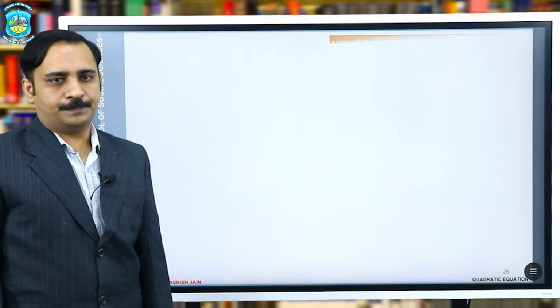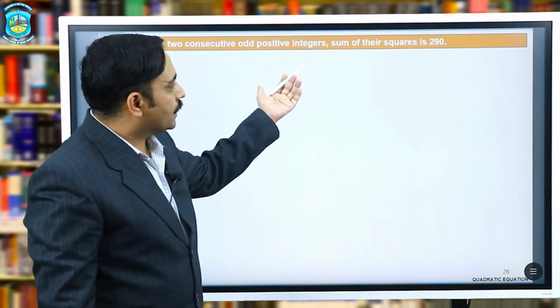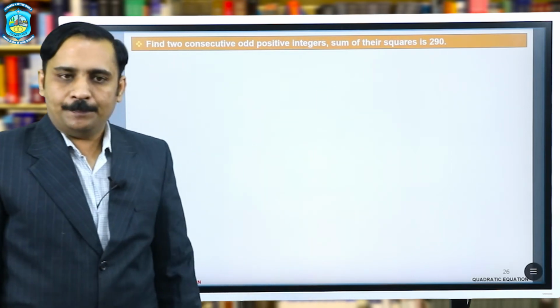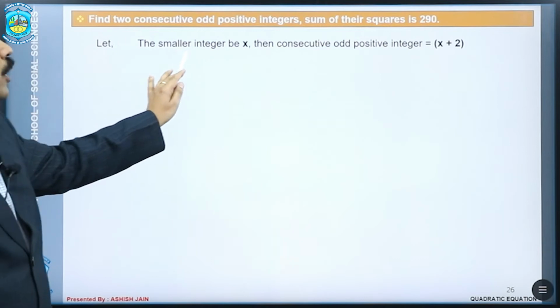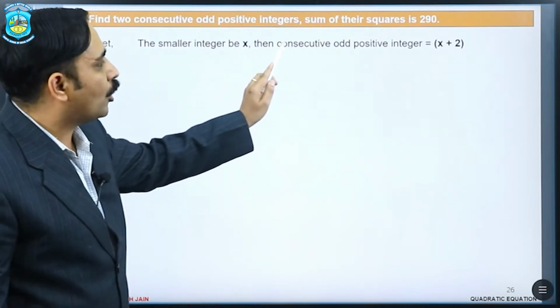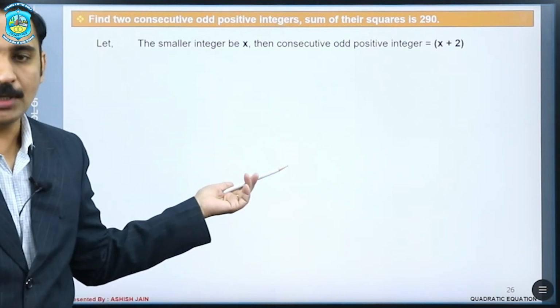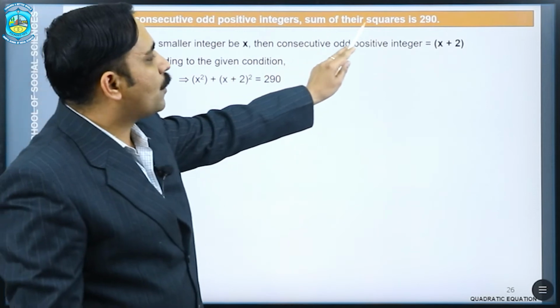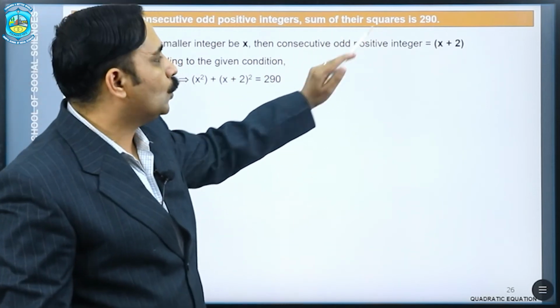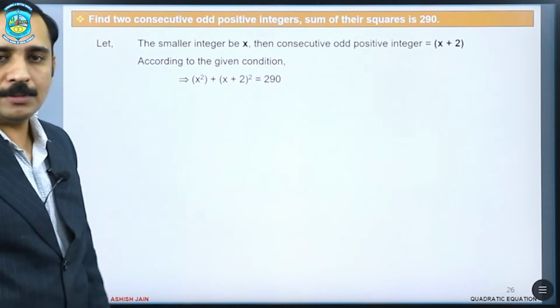Let us take an example. Find two consecutive odd positive integers, the sum of whose squares is 290. Here, let the smaller integer be x, then the consecutive odd positive integer would be x plus 2, because we have to have odd positive integers. According to the given condition, the sum of the squares of these two would be equal to 290. That means x square plus (x plus 2) whole square is equal to 290.